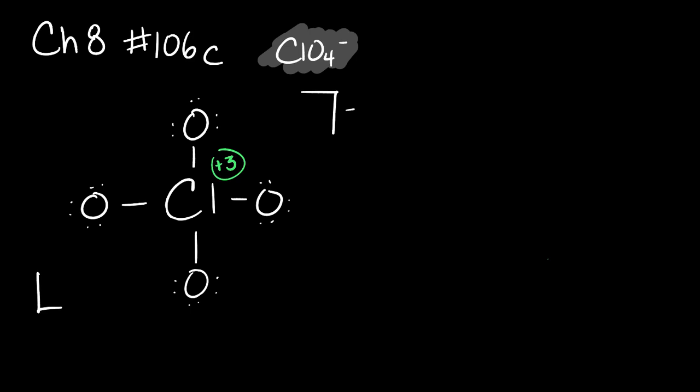So our goal is to minimize this formal charge, and we want to get it as close to 0 as we can. So in this structure, all of our oxygens have a formal charge of minus 1. So again, the goal here is to get our formal charge as close to 0 as we can. So one way that we can do that is we can add double bonds, because adding double bonds will decrease formal charges. So let's take one of these oxygen-chlorine bonds and let's make it a double bond, and we'll see what happens.